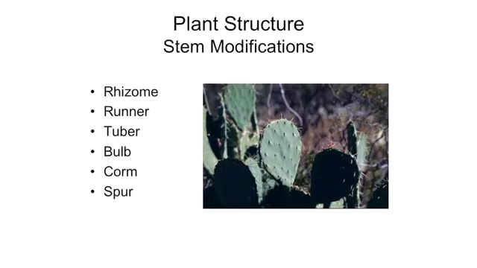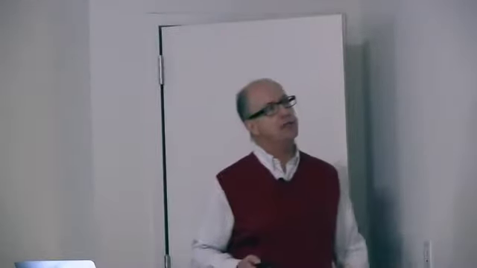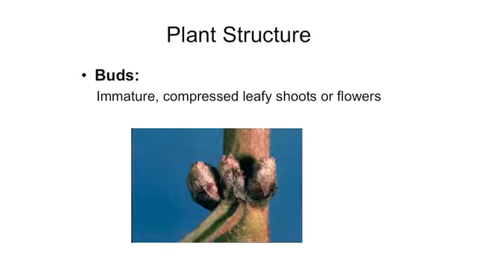Okay, there's specialized stem modifications, and there are diagrams in your book. These are specialized stems, but they are stems, even though they may occur in areas on the plant where you wouldn't think a stem is. Okay, and we have buds on those stems, as I mentioned. That's another key piece of a plant. Another important structure are the buds. Those are immature, compressed, leafy, or flowering shoots.